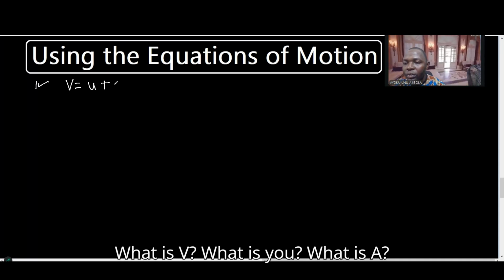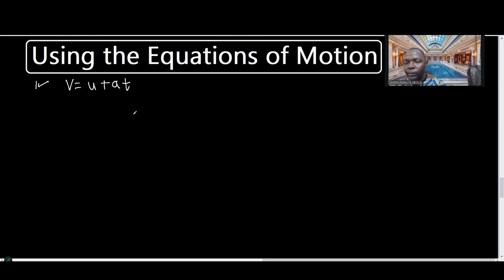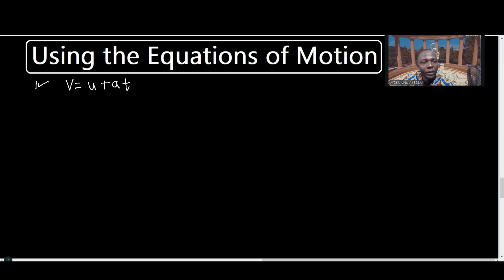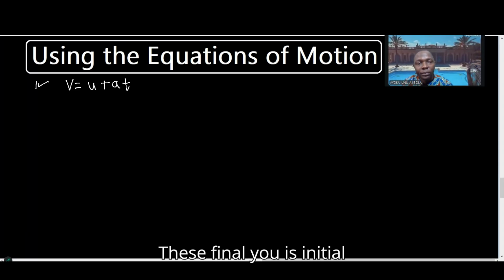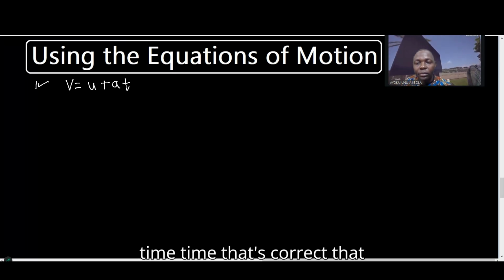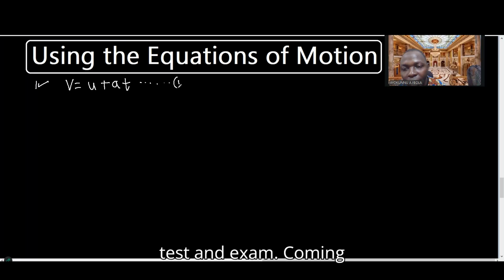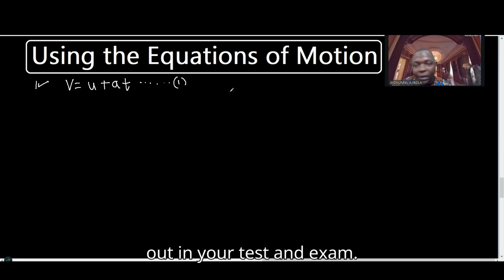What is V? What is U? What is A? What is T? Sir, V is final velocity, U is initial velocity, A is acceleration, and T is time. That's correct. That is coming out in your test and exam.